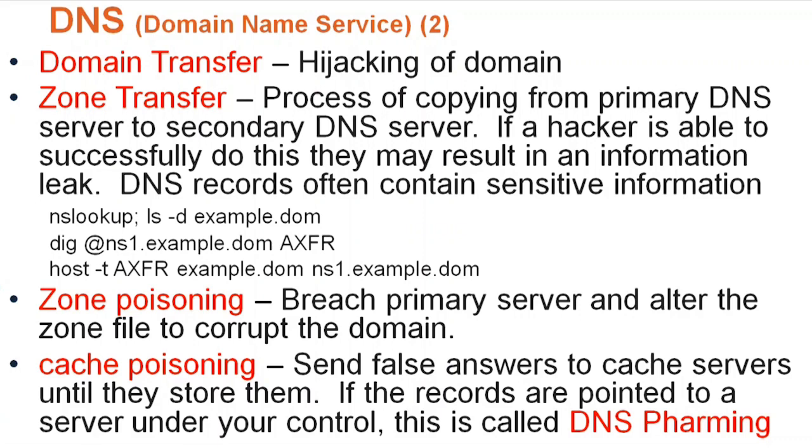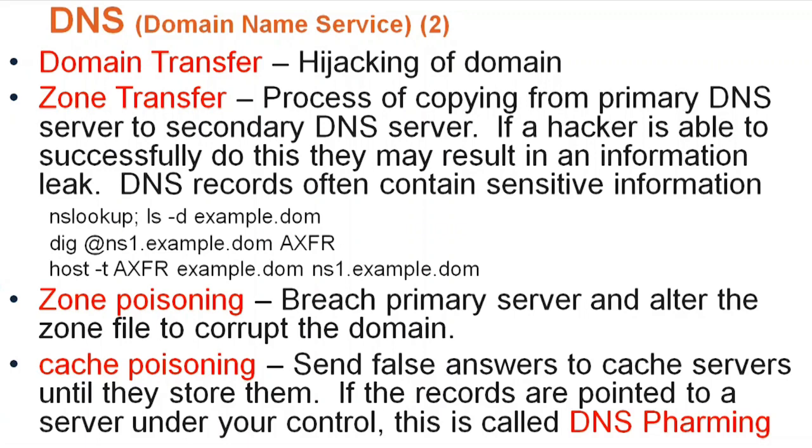Another technique is called zone poisoning. You breach the primary server and alter the zone file to corrupt the domain. So you take the zone information, which is how they're configured. We'll discuss this in a lab. We'll actually configure a DNS server, a DHCP server, and some other types of servers, so you can get some experience there. But you would breach the primary server and then alter the zone files to corrupt the domain so that it's handing out the wrong DNS, so it's pointing it to someone else's web server. So your web server's fine, but your DNS is messed up. So you may not know. That's why it's good to own your DNS and understand what it is.